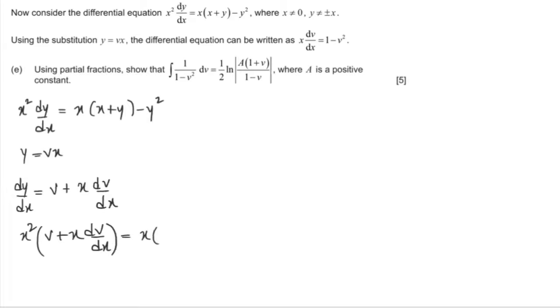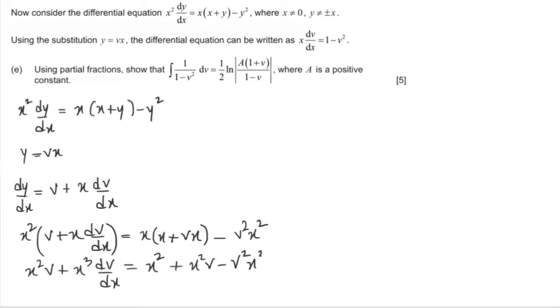So x times x plus vx. I'm changing all the y's with vx, right? And I have substituted the value of dy by dx in terms of v and x. So minus, this is going to be v squared x squared. Let's expand the brackets. x squared v plus x cubed dv over dx equals x squared plus x squared v minus v squared x squared. These terms cancel each other, and I can write my expression.